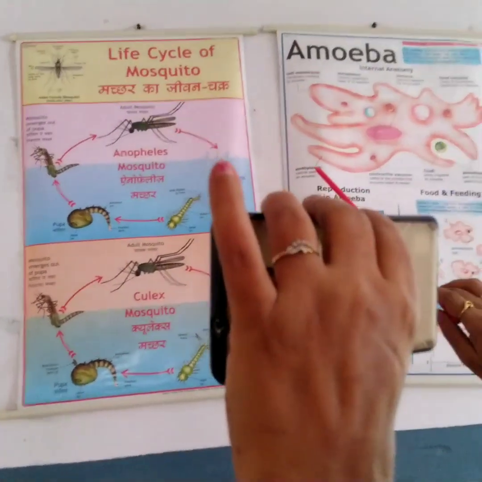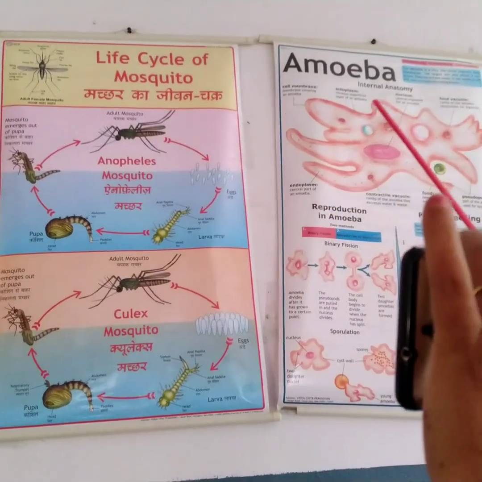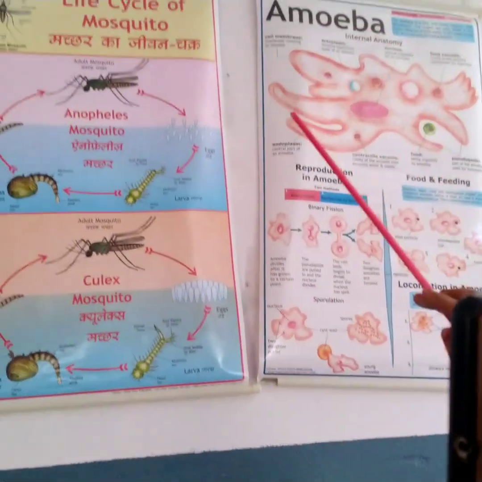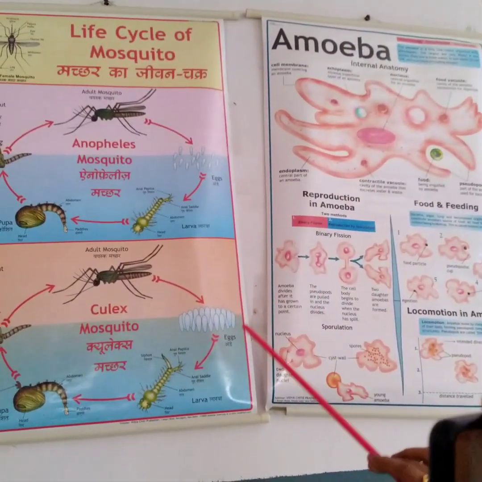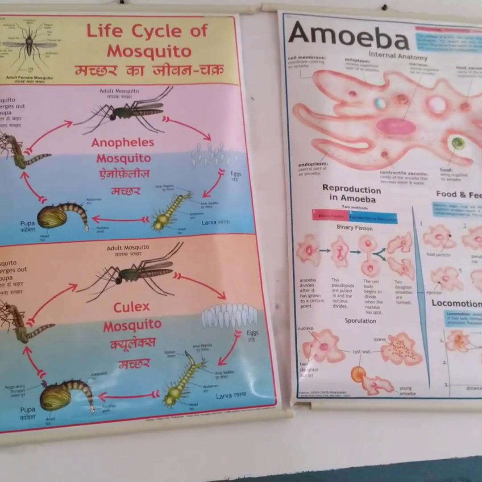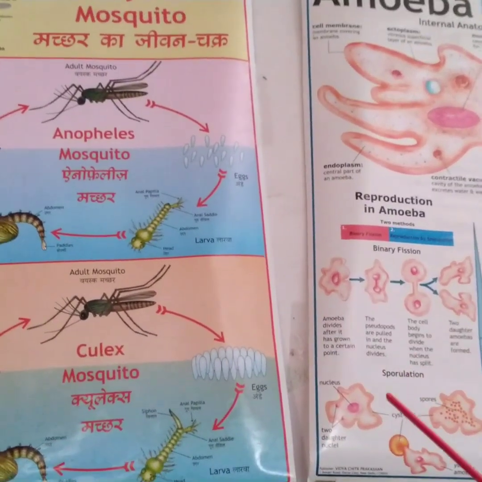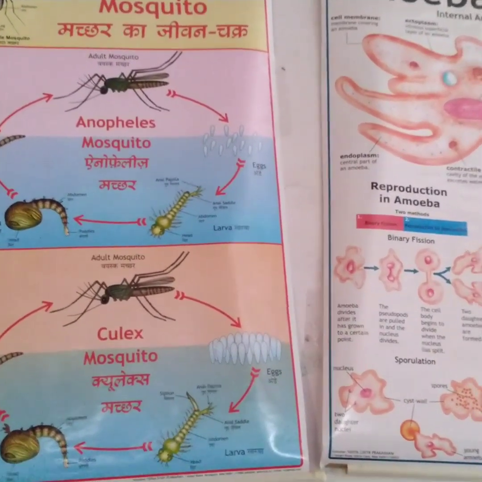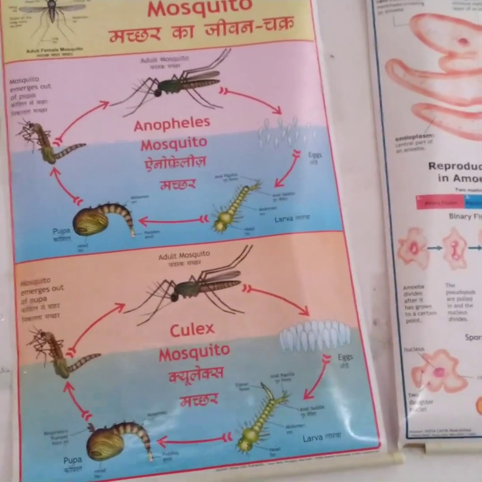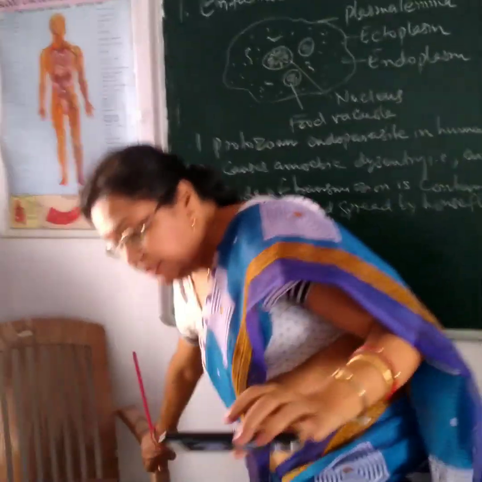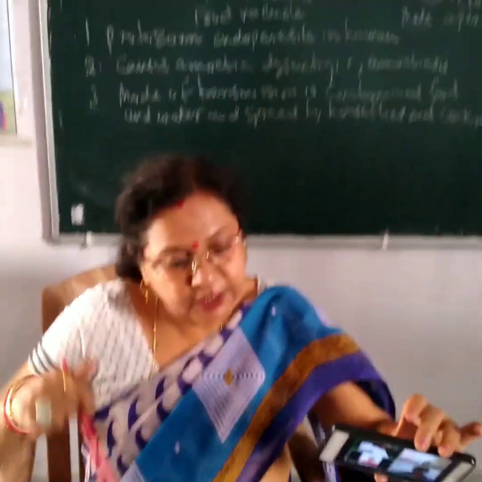You know that the mosquito spreads this disease. The female Anopheles mosquito spreads this disease. When the female Anopheles mosquito bites any human being, it transfers the sporozoites into the blood of the human being, and through the bloodstream the sporozoites enter the RBC of the human being.